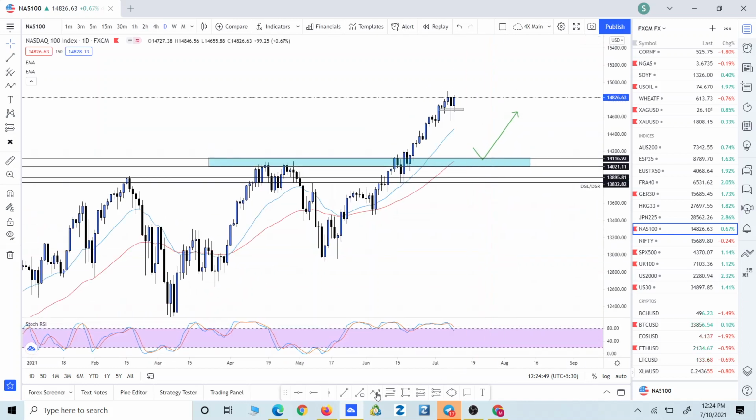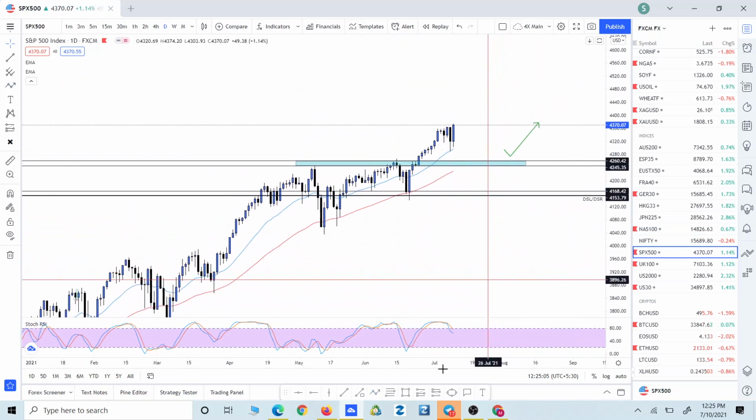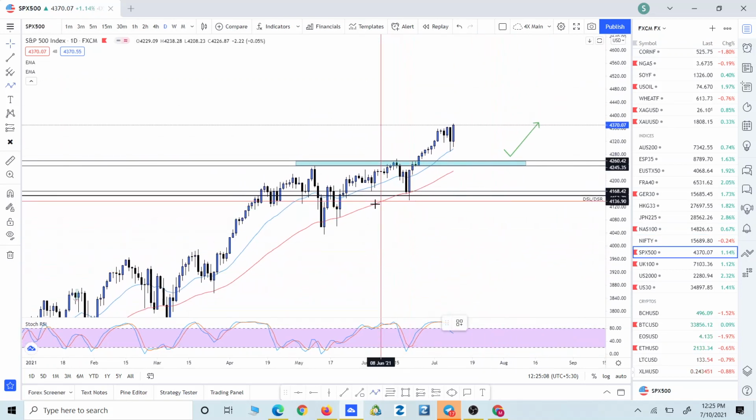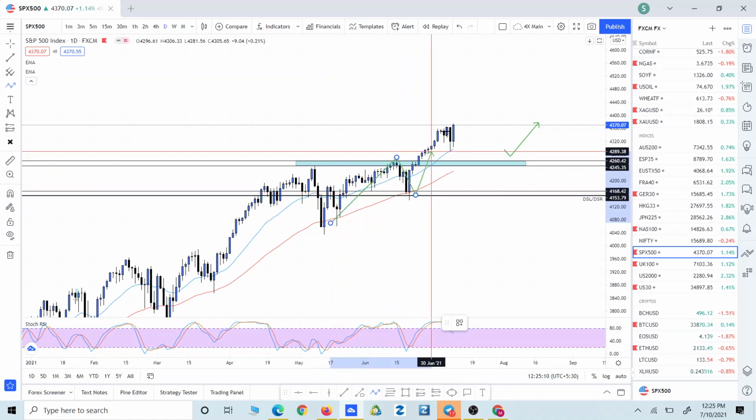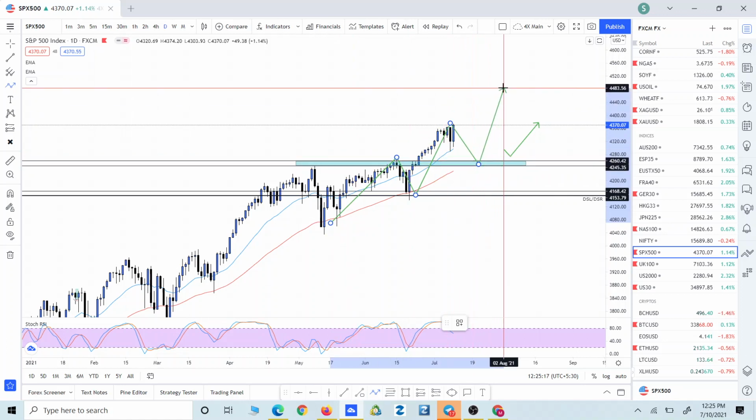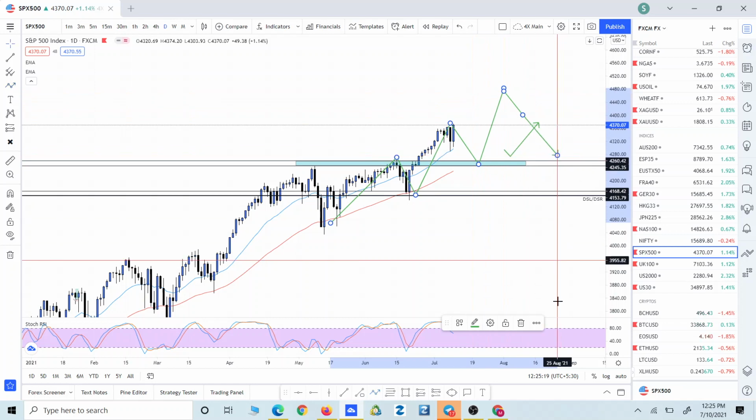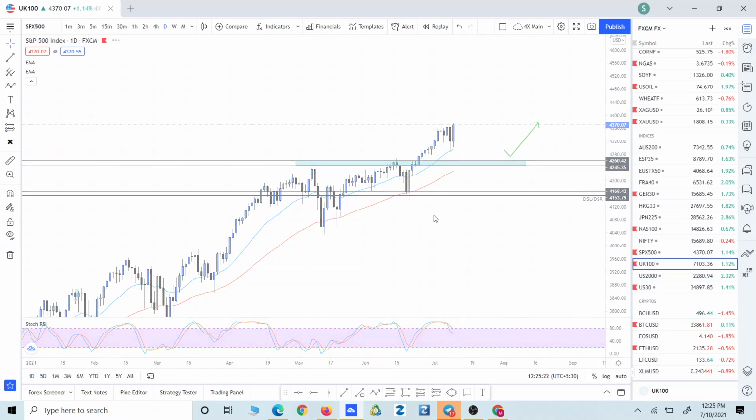For the NAS, I have already marked my low, high, low, high. Now I'm waiting for a higher low and any kind of retracement back into this zone to go long. On S&P 500, I have already marked my zone. Price made high, low, higher high. Now I'm waiting for a higher low and retracement of the price back into this zone for any kind of possible opportunity to go long. So that's the analysis on the S&P 500.